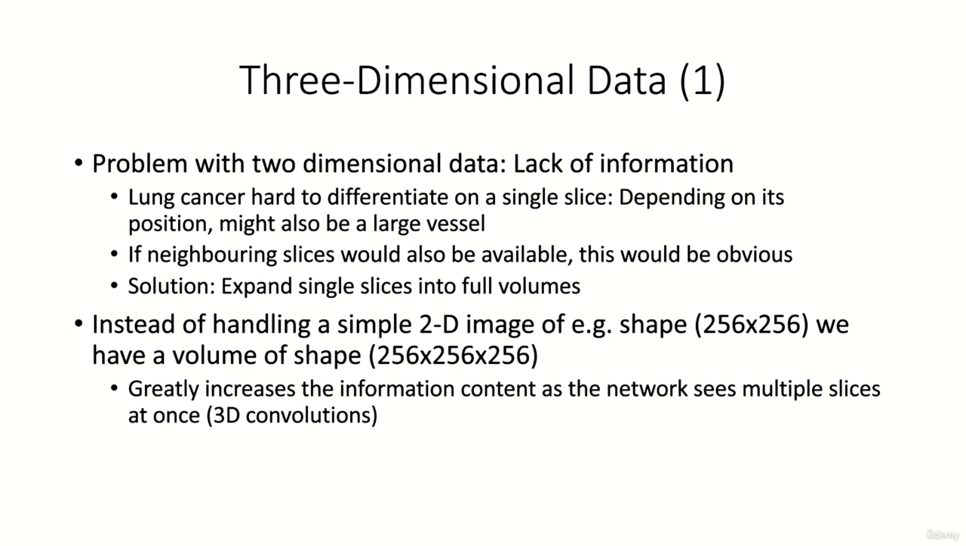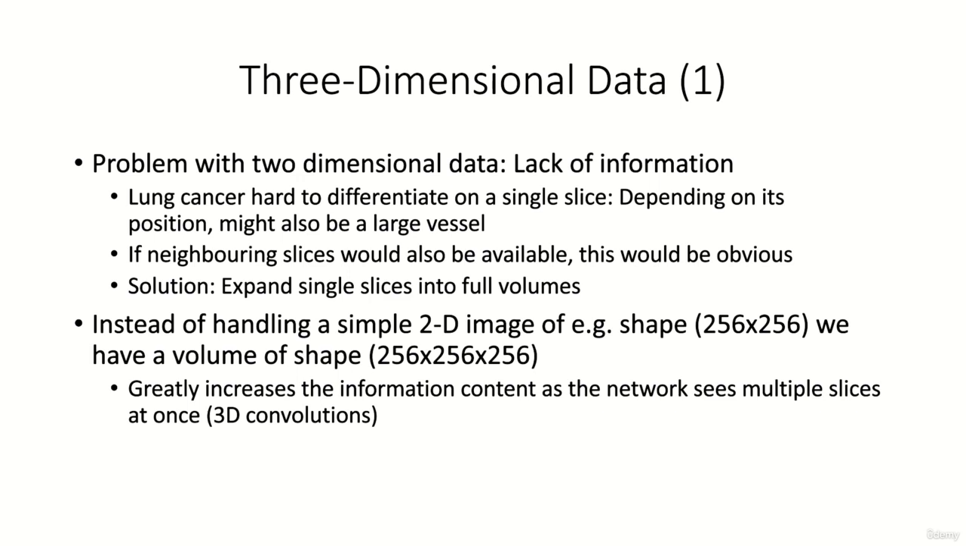Therefore, let's expand our single slices into full volumes. Instead of handling a two-dimensional image of shape 256 squared, we now have a volume of shape 256 to the power of 3. This of course drastically increases the information content as the network now sees multiple slices or even all of them at once. By using three-dimensional convolutions, we can leverage this additional information.